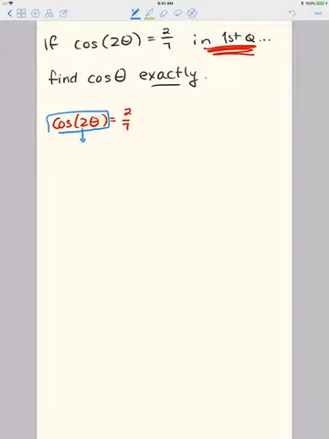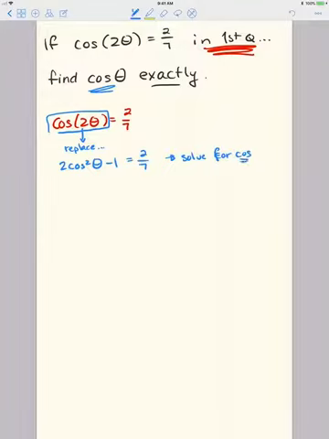I'm going to replace it with, again, there's 3 options here. I don't want to replace it with anything that has sine because I'm trying to find cosine. So if I replace cosine of 2 theta with its identity 2 cosine squared theta minus 1, I can now solve for cosine. Okay, so I'll add 1 to both sides and get 2 cosine squared equals, so adding 1 would be like adding 7 over 7, so that would be 9 over 7. Then I'll divide both sides by 2, or multiply by 1/2, if that's easier on your visual. Cosine squared ends up being 9 over 14.